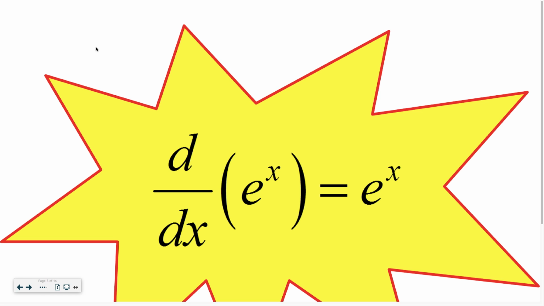This is the definition of e. Now that you know limits, you can actually understand that a little bit better. Euler was the guy, E-U-L-E-R. Euler is the guy that discovered e, so he named it after himself.